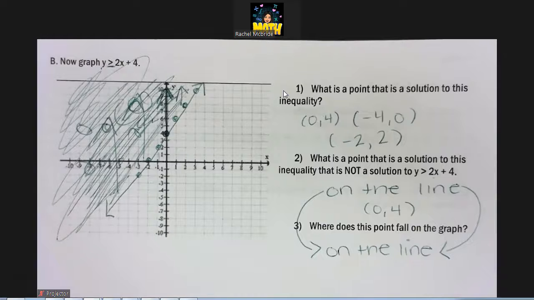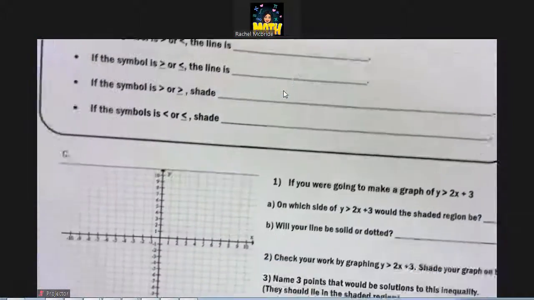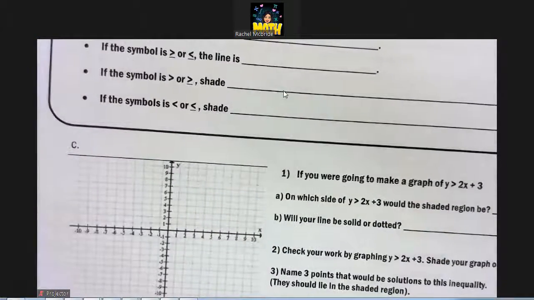Alright, so does that make sense to everybody, like why or where these fall? Alright, the cheat sheet is at the top of the next page then.